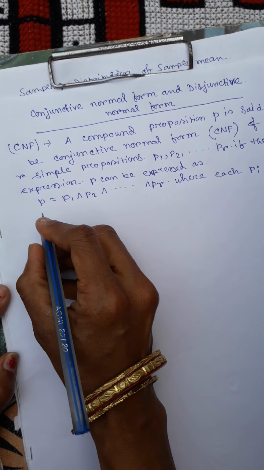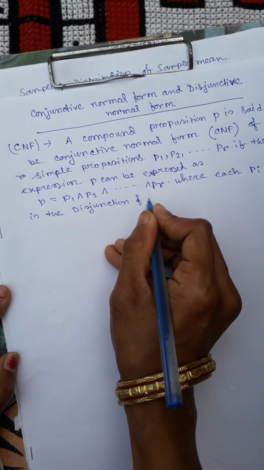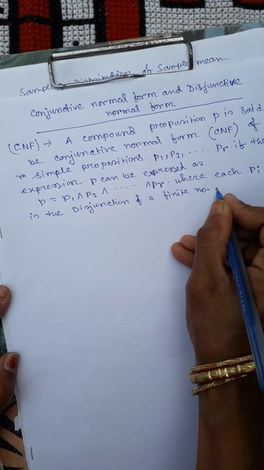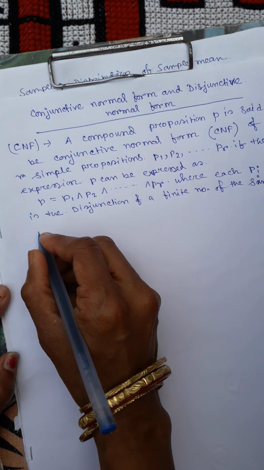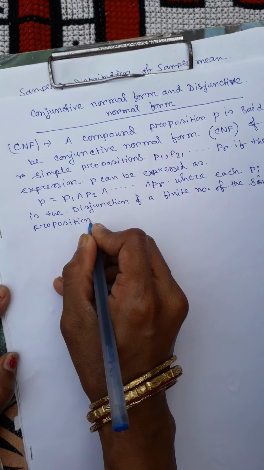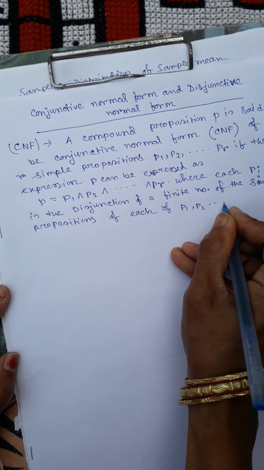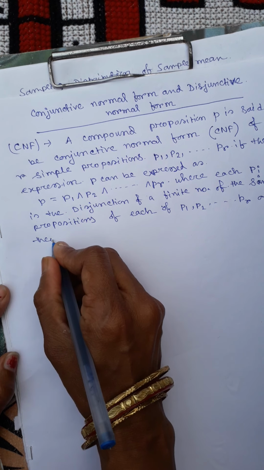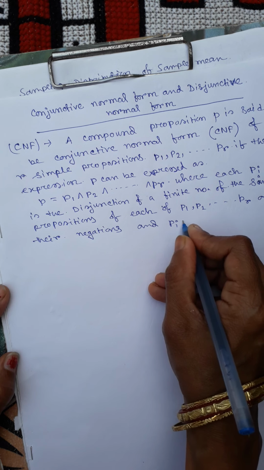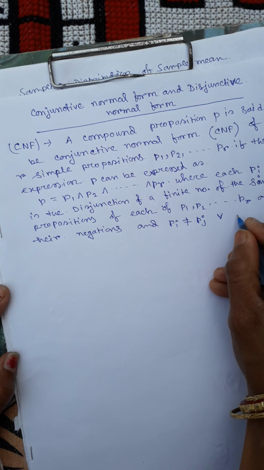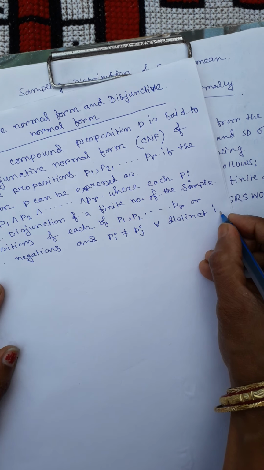each Pi is the disjunction of a finite number of the simple propositions of each of P1, P2 up to PR or their negations, and Pi is not equal to Pj for all distinct i and j.